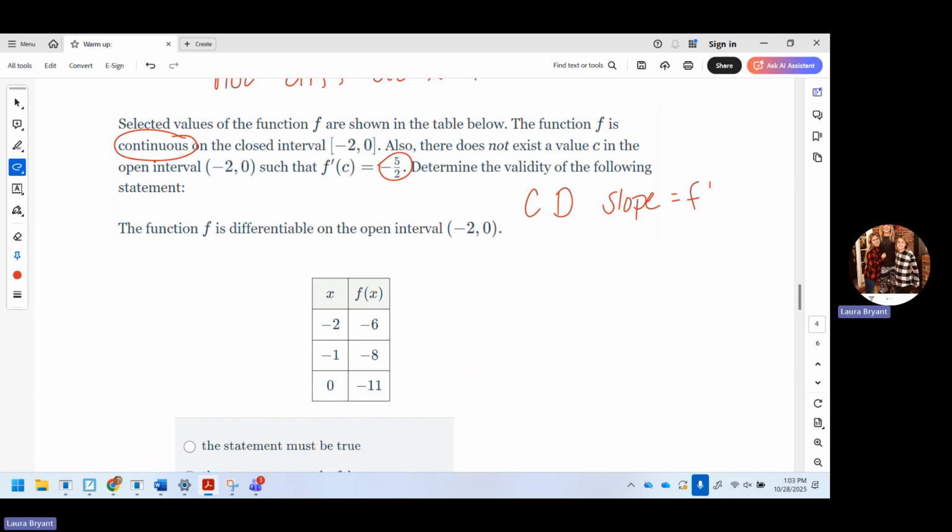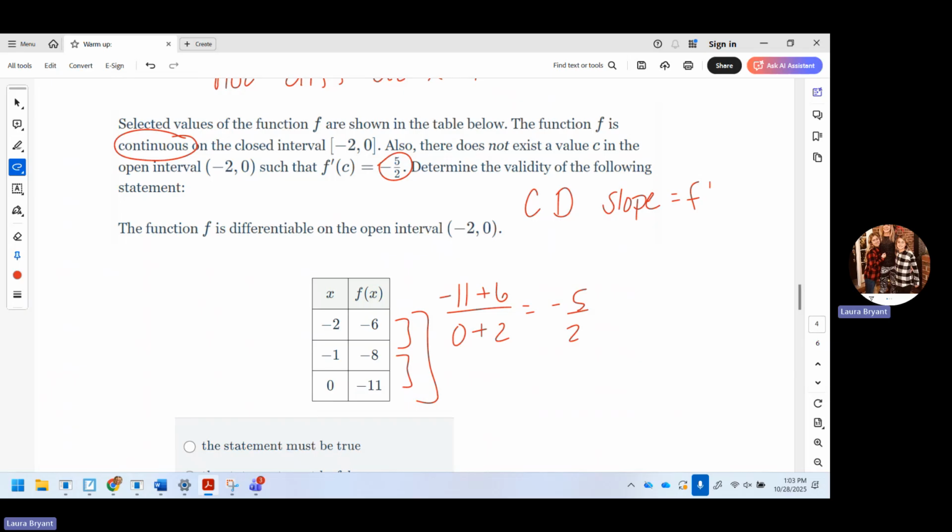Okay, so I can check these 2, or these 2, or these 2. -11 minus -6 would be +6, over there minus -2. Okay, I get -5/2. I found a place on the table where my slope is -5/2.